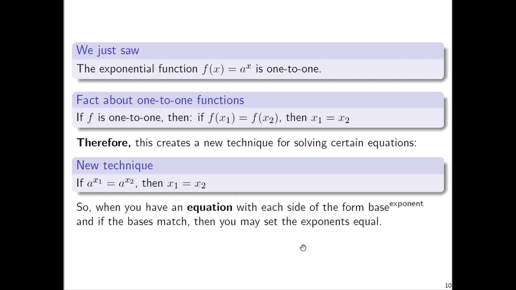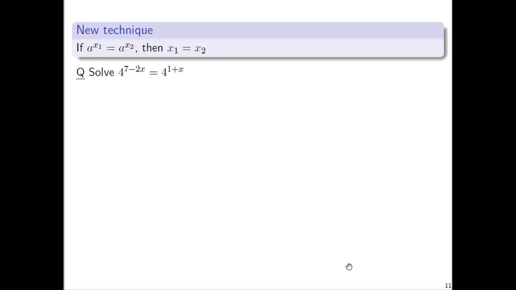So when you have an equation where each side is of the form base raised to an exponent, and the bases match, you notice there's an a here and there's an a there, then you may set the exponents equal. This exponent of x1 and this exponent x2 are just set equal here. You have x1 is equal to x2. So you have to have matching bases for this to work.